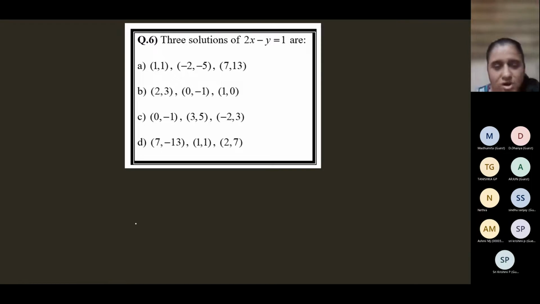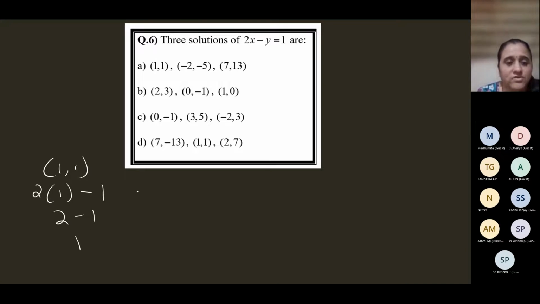Which one? It's not B because the third point does not satisfy the equation. Okay, let's try A. So in A, we have the first point 1 comma 1. So it will be 2 into 1 minus 1, which is 2 minus 1, 1, which is the RHS.